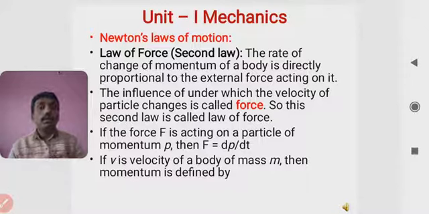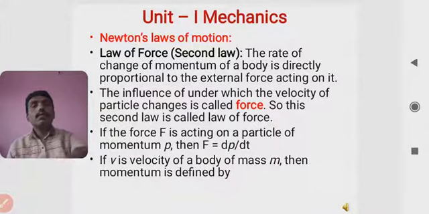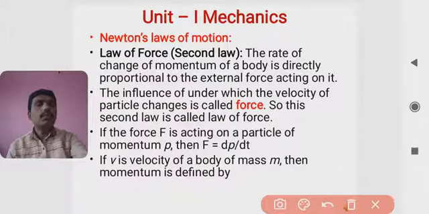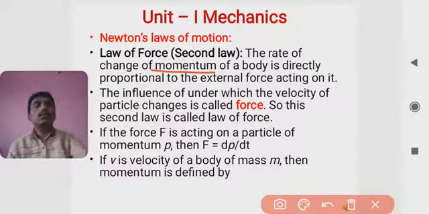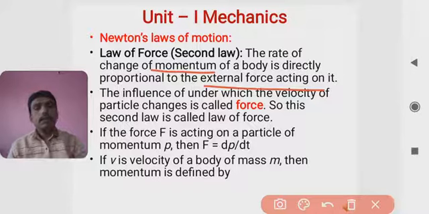Then the running speed, that is the velocity of that person, and the velocity of the heavy person, will again be different. And the mass of each and their running speed cause the momentum, mass into velocity, and this momentum is very important. The rate of change of momentum of a body is directly proportional to the external force acting on it.